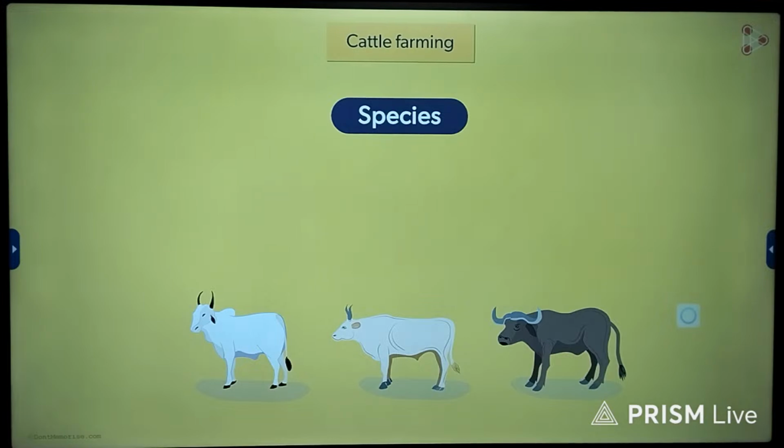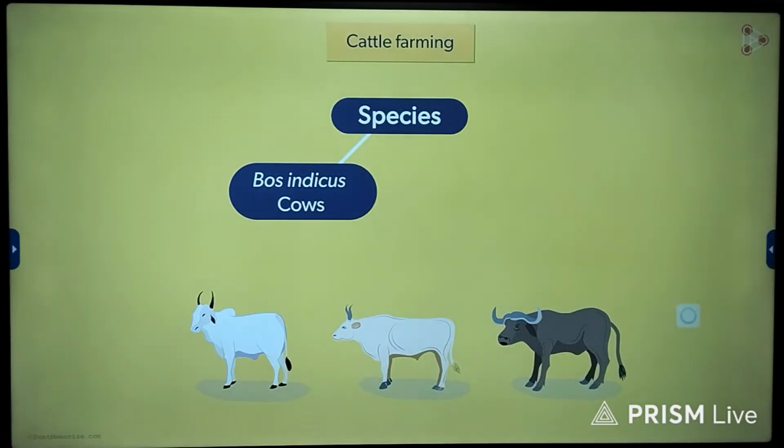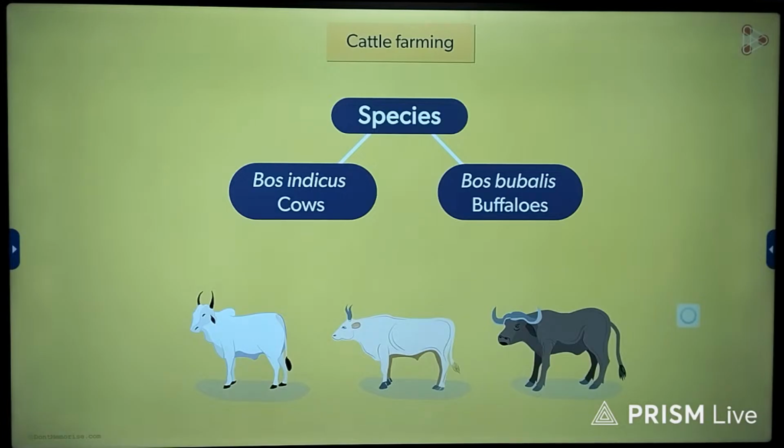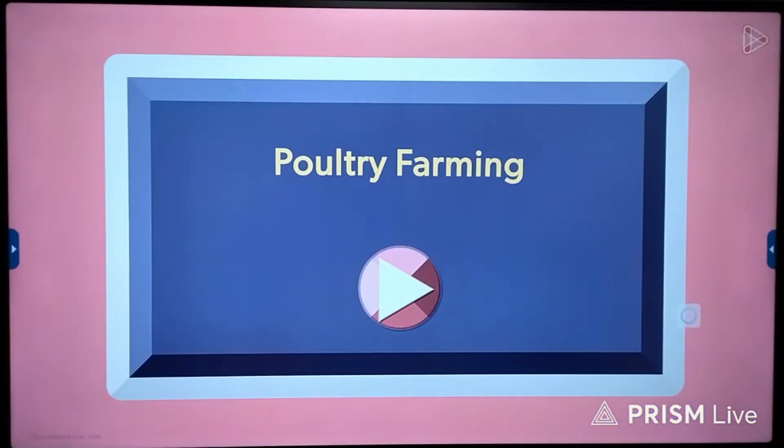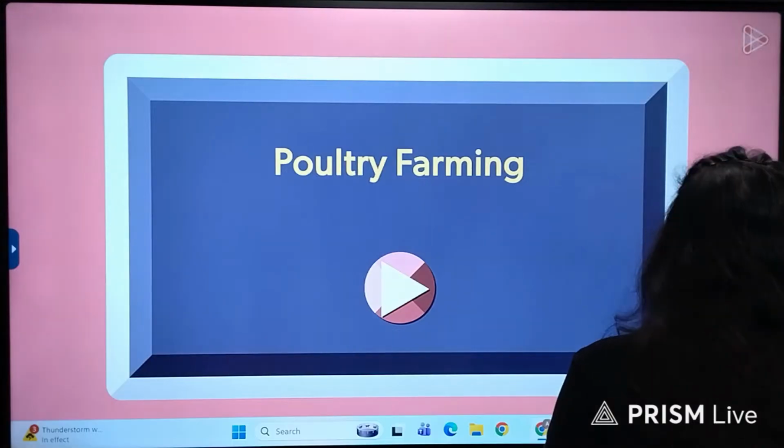There are two species of cattle that are most commonly used. Do you know what their scientific names are? They are known as Bos indicus cows and Bos bubalis buffaloes. The names are quite long, aren't they? Well, we can always refer to them as cattle or cows and buffaloes. With that, we have studied quite a lot about cattle, haven't we? In our next video, we will look at the idea of poultry farming.